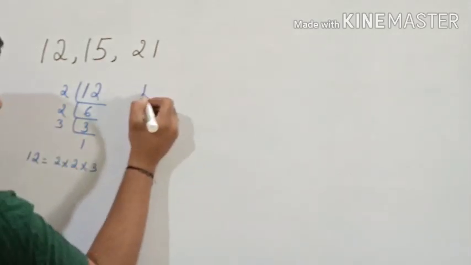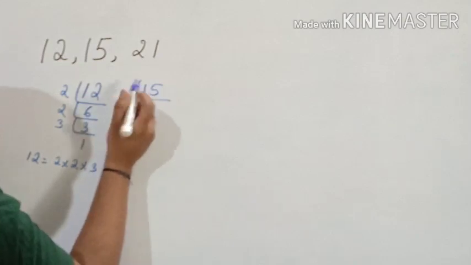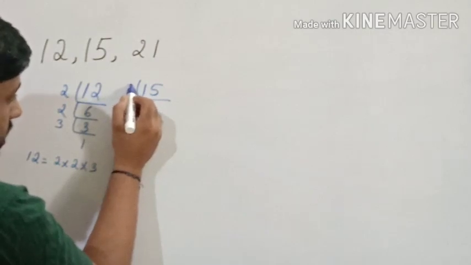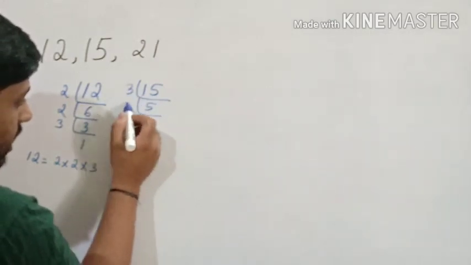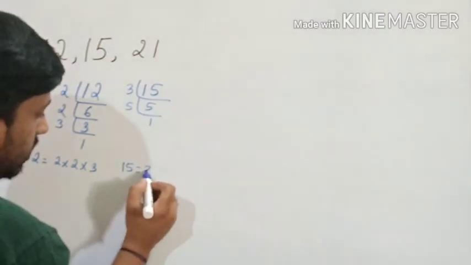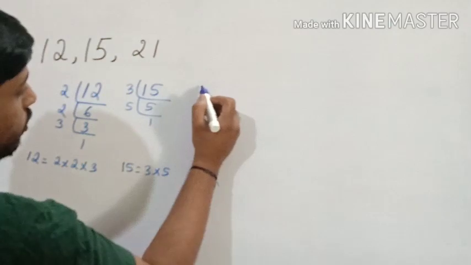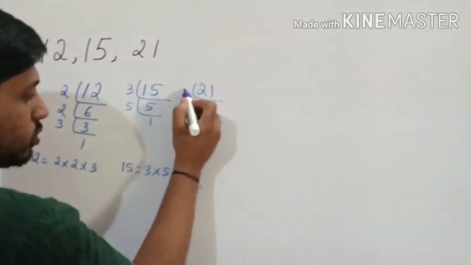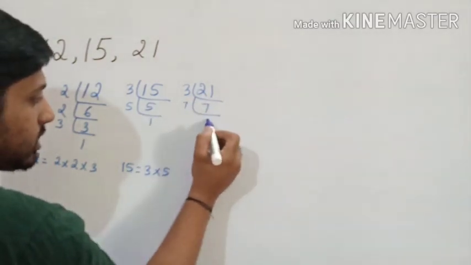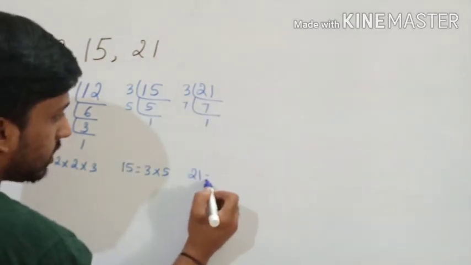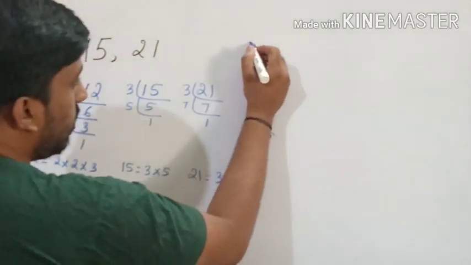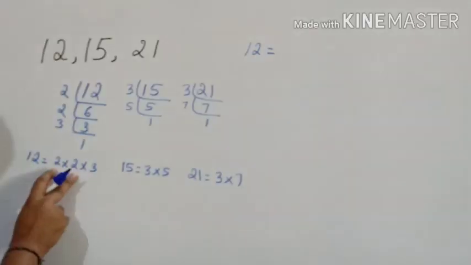So similarly I am going to take 15. I'll be starting from 2, but 15 we cannot divide by 2, so I am going to take 3. So 3 5s are 15, again 5 1s are 5. So the factors of 15 is 3 into 5. Similarly I am going to take 21. 2 I cannot divide here, so I am going to take 3. 3 7s are 21, again 7 1s are 7. Again 21 is equal to 3 into 7. So what all the factors we got? For 12, it is 2 times 2 and 3.